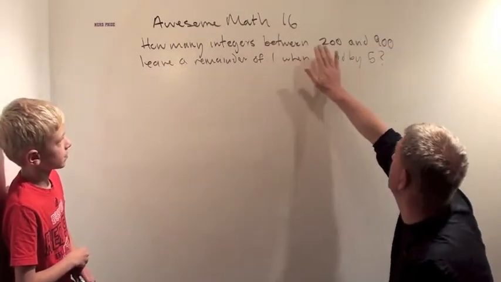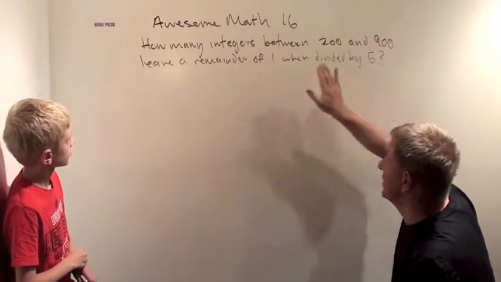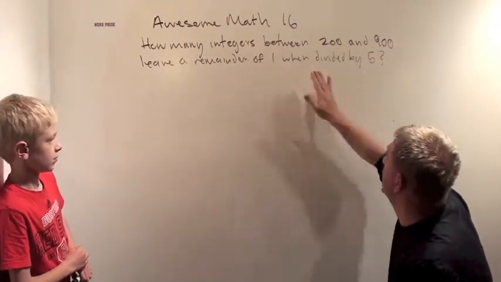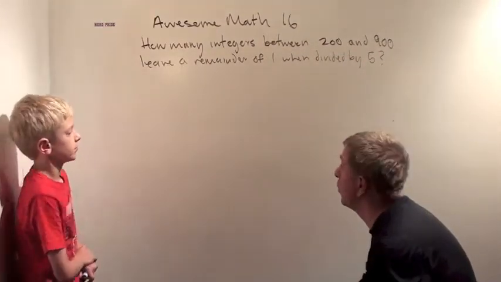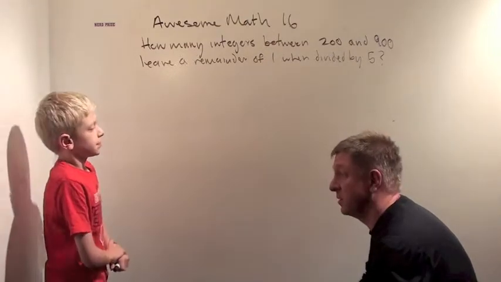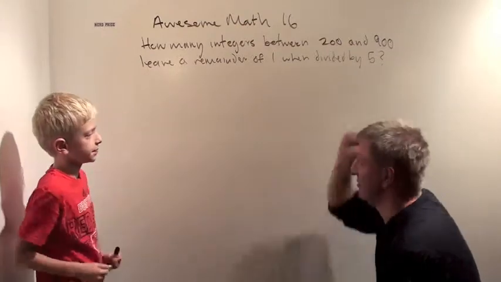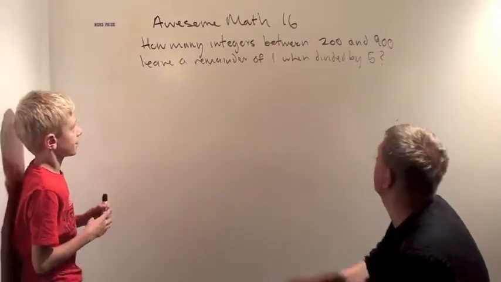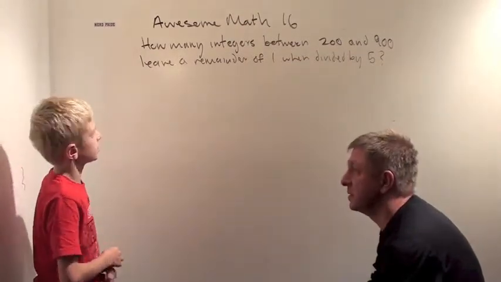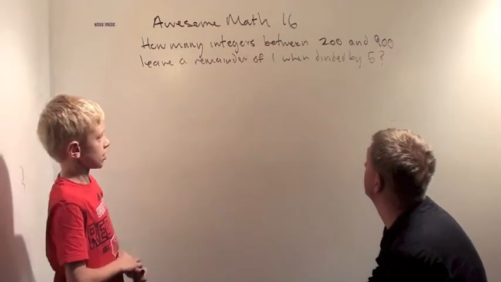How many integers between 200 and 900 leave a remainder of 1 when divided by 5? Whoa. Okay? Do you understand the problem? Yep. Okay, you ready to charge into it? Yeah. Alright, let's go. How are you going to approach this problem? Well, let's make a list of the numbers that suit this case.